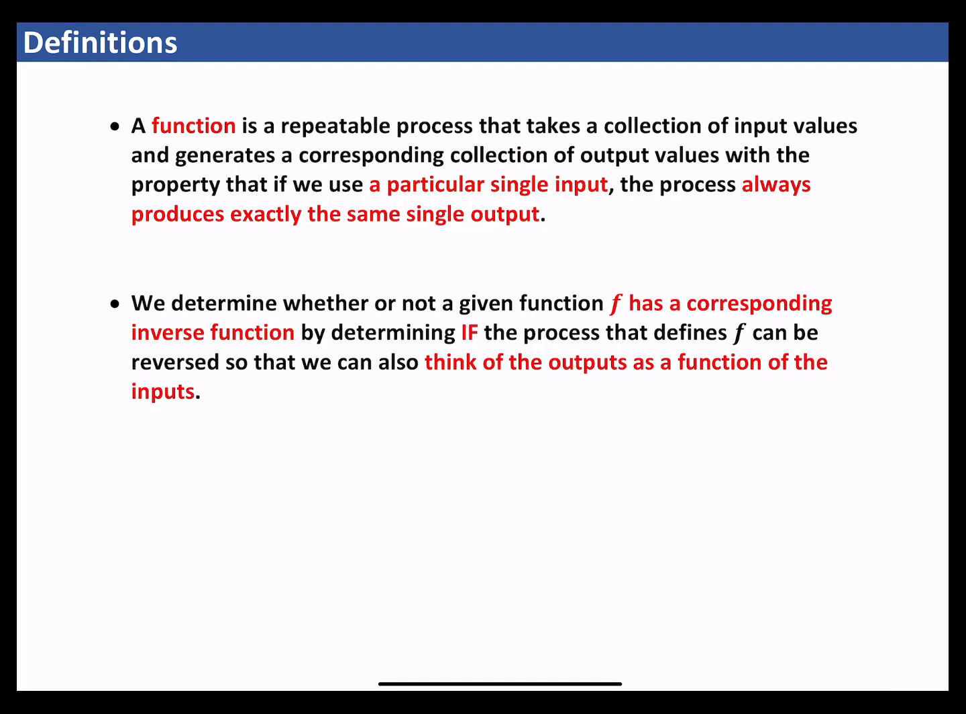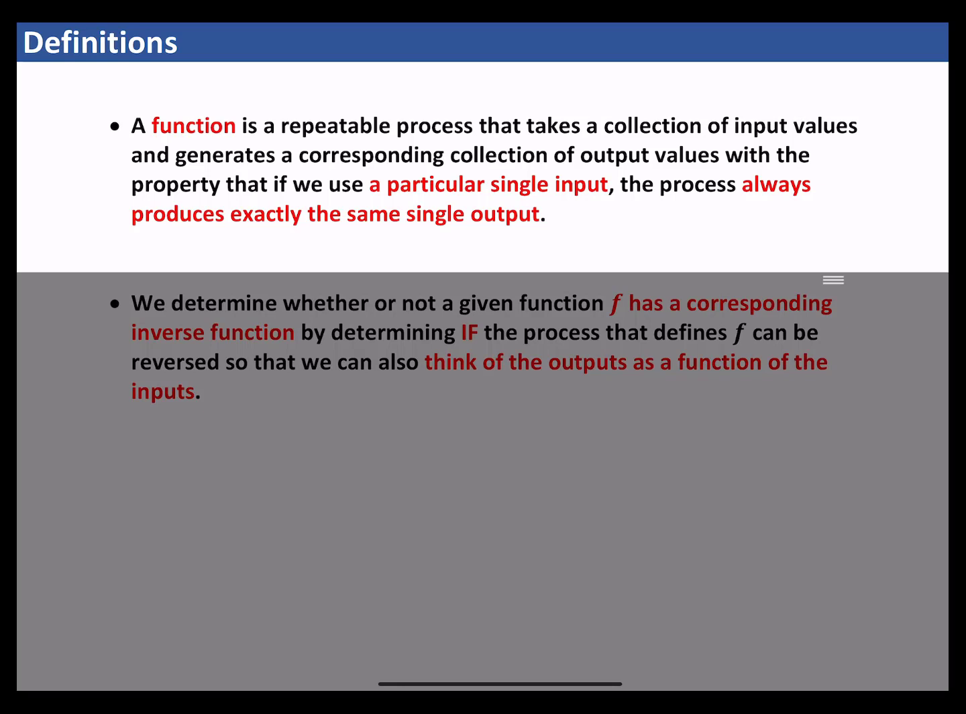So we know a function is a repeatable process that takes a collection of input values and generates a corresponding collection of output values with the property, and this is key, that if we use a particular single input, the process always produces exactly the same single output.